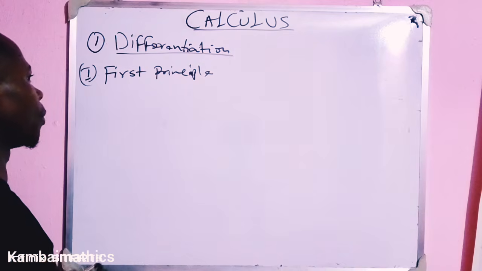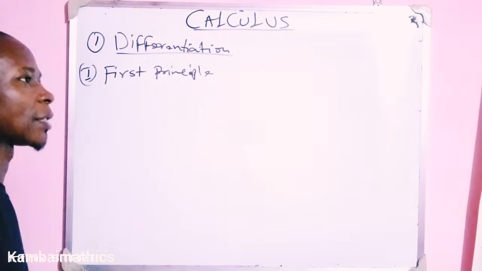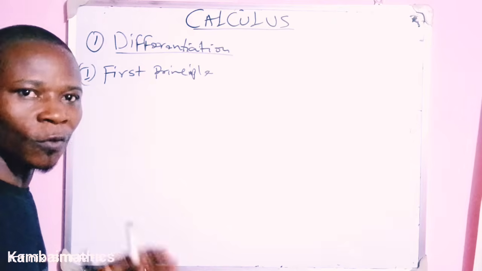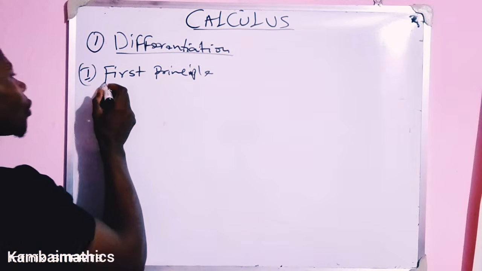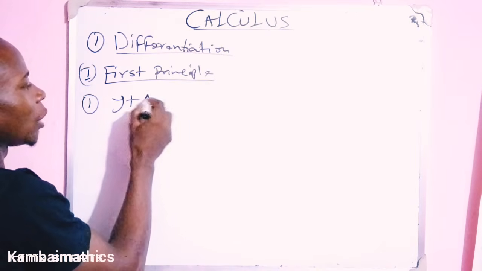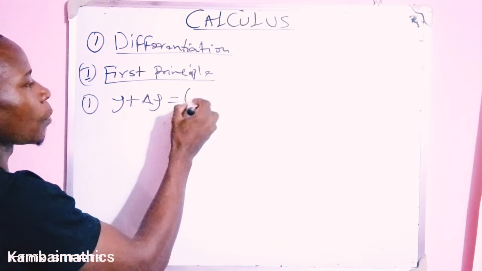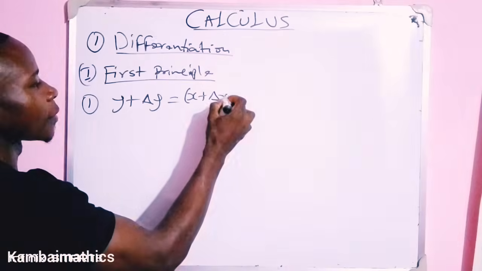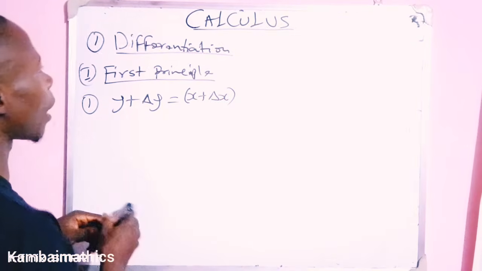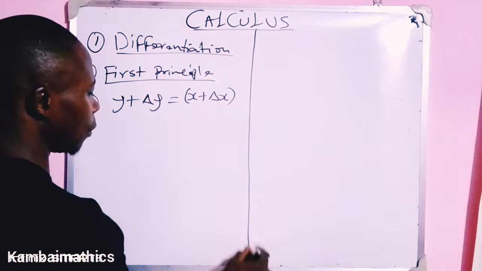So for first principle, we have two formulas that we'll be using to solve problems in differentiation from first principle. So the first one here, we have a formula: y plus del y is equals to open bracket x plus del x, close the bracket. So in this one, we can be using the formula to solve problems in differentiation.